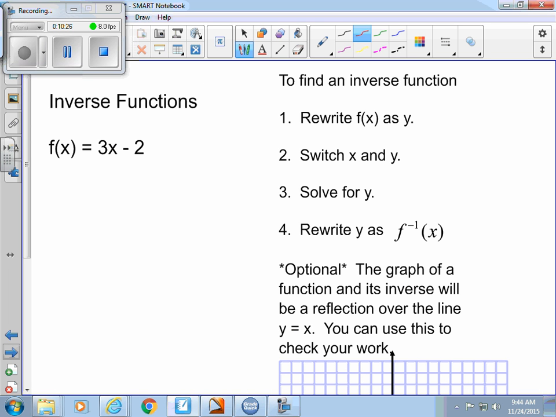Okay. How to find an inverse function. Write these steps down.